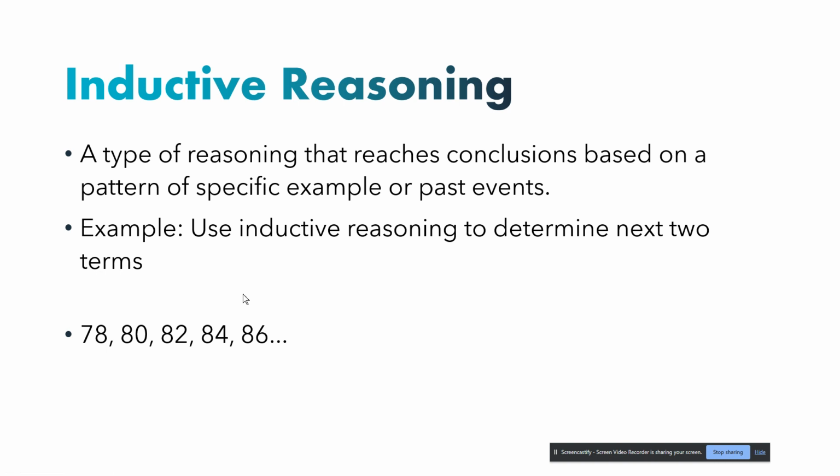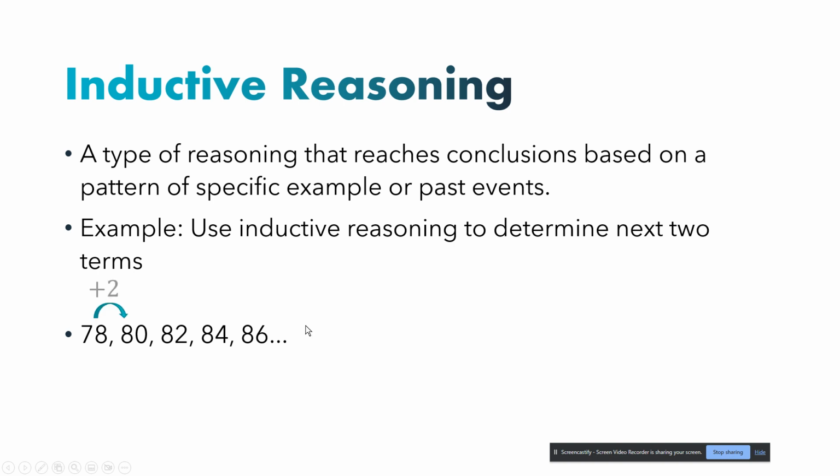Inductive reasoning is a type of reasoning that reaches conclusions based on patterns of specific examples or past events. That is the definition. Example: we're going to use inductive reasoning to determine the next two terms. 78, 80, 82, 84, 86. You should be automatically thinking 88, because we're adding 2 every single time.